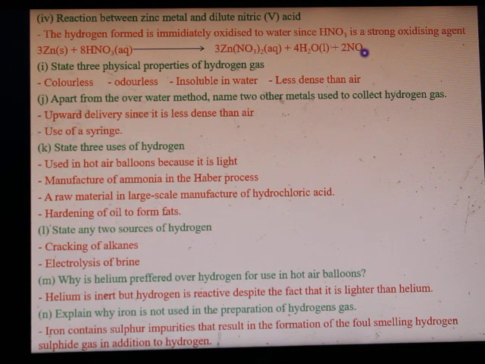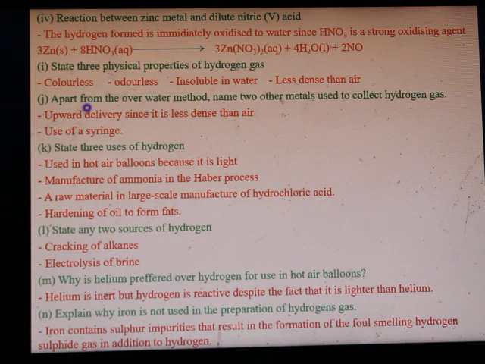Then you can be asked about the physical properties of hydrogen gas. State 3 physical properties of hydrogen gas. 1. It is colorless, odorless. Hydrogen is insoluble in water, and it is less dense than air.